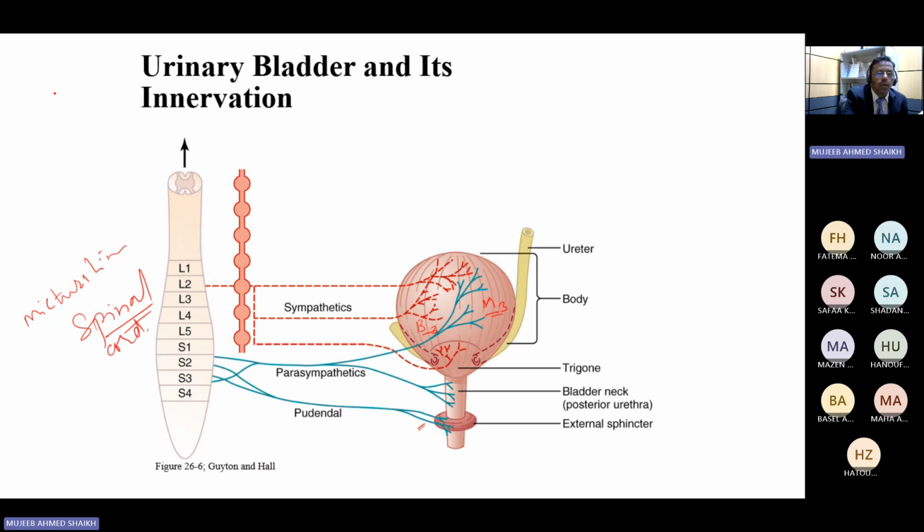But there is also voluntary control from the brain, that is the midbrain and pons. Midbrain and pontine centers also have control over the spinal cord. So there is control from the cerebral cortex to the midbrain, and from the cerebral cortex to the pons, and then to the lower centers. So there are some higher centers also, but the local reflex is through the spinal cord.